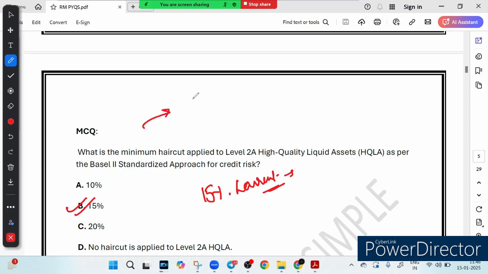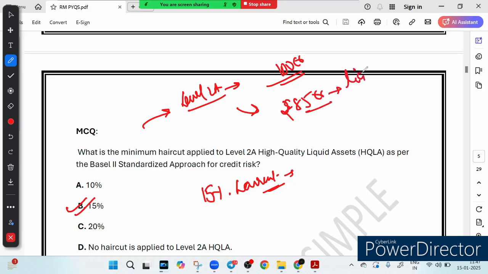For example, if a bank holds a Level 2A asset, you know Level 2 is divided into 2 tiers, Level 2A and Level 2B. So suppose a bank holds a Level 2A asset worth 100 crore. They can only count rupees 85 crore toward their liquidity buffer. So this 85 crore will be counted toward the liquidity buffer. On the rest, 15 crore, a haircut will be applied.